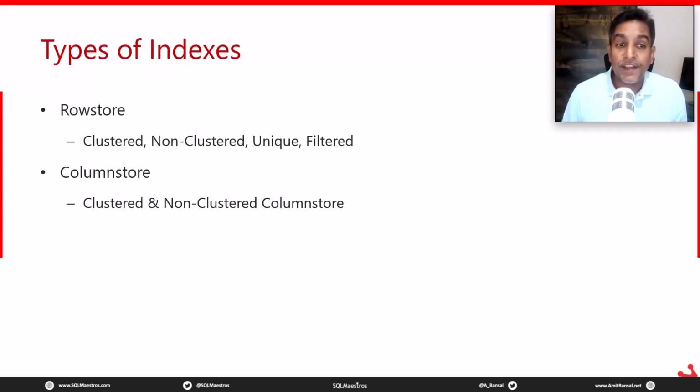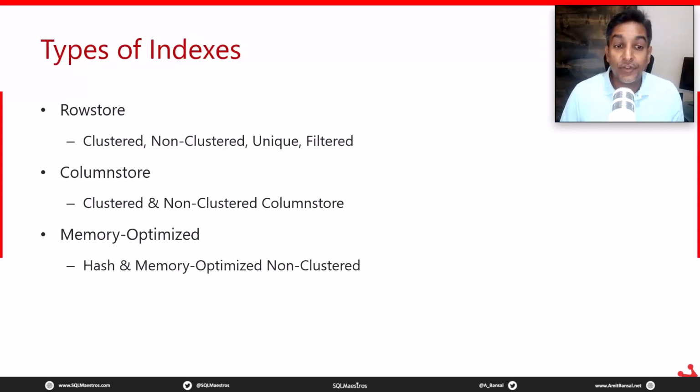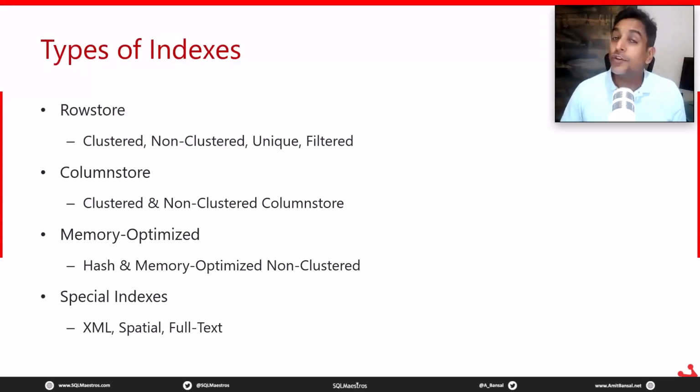Then you have another classification, column store indexes, with clustered and non-clustered column store indexes. Then you have memory optimized indexes, the hash indexes and the memory optimized non-clustered indexes. This is to do with the in-memory OLTP world. That's a different engine altogether. And then you have special indexes like XML, spatial, and full text for very specific scenarios. Our focus for all these webinars and even for the masterclass content is going to be on the first one, which is row store, clustered, non-clustered, etc.